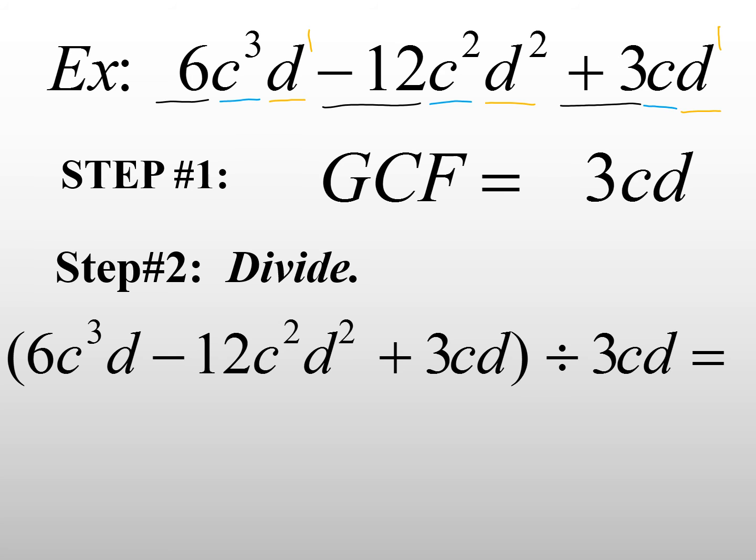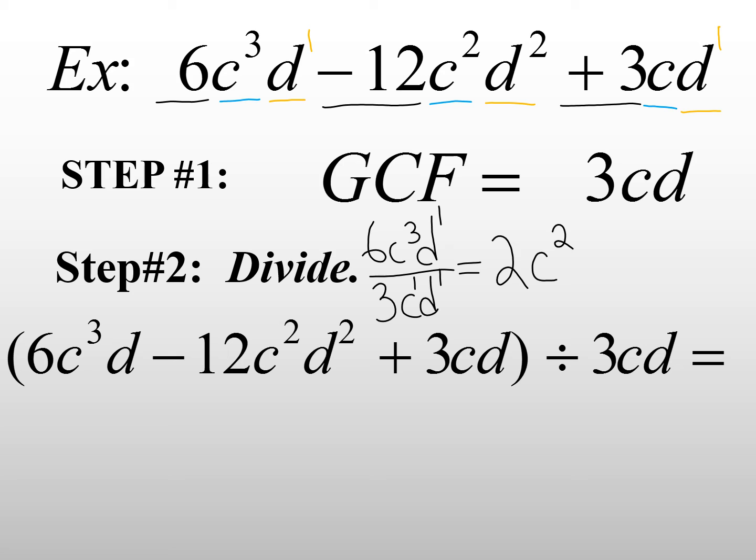So we have 6 times c to the third power times d divided by 3 times c times d. 6 divided by 3 is 2. c to the third power divided by c to the first power. You subtract your exponents to get c to the second power. And then d to the first power divided by d to the first power is simply 1. That leaves you with 2 times c to the second power.